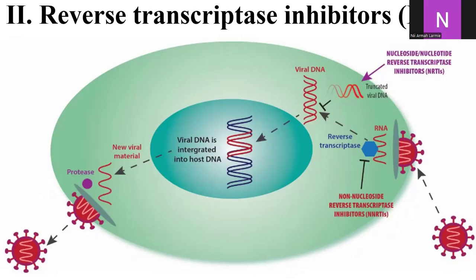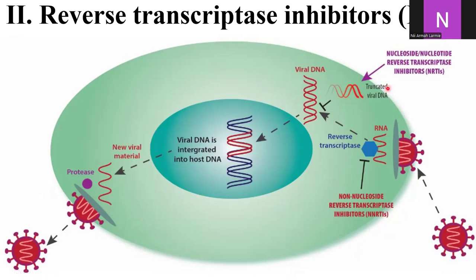The second class of drugs that we use in HIV antiretroviral therapy is the reverse transcriptase inhibitors. So once the virus has entered into the host cell, it must undergo uncoating.